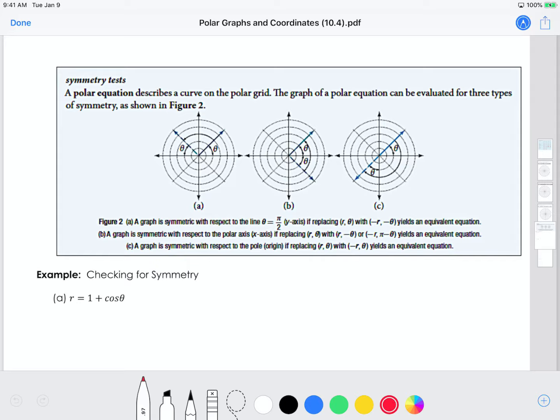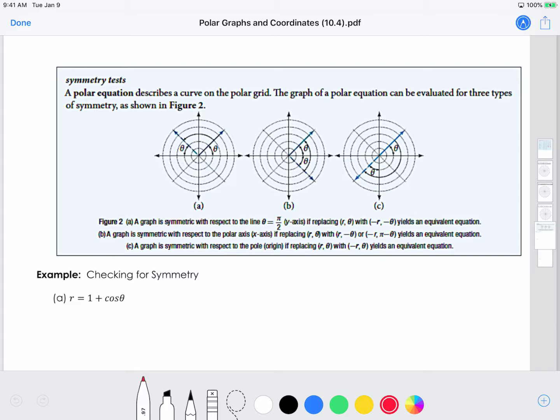Okay, so now we're going to talk about symmetry with polar graphs. And just like back in college algebra, we had tests to check for symmetry about the y-axis or symmetry about the origin, we are now going to look at tests to check for symmetry with polar graphs. Now there's three different tests.